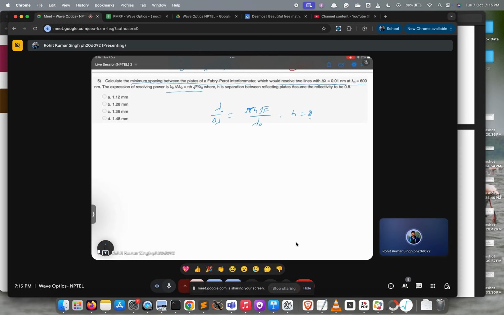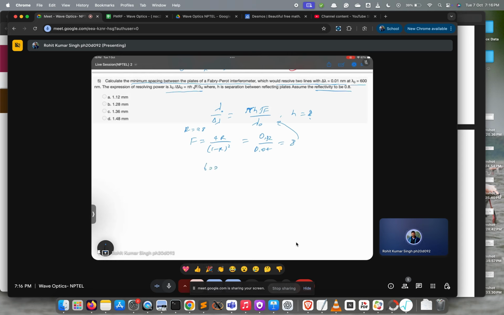And this is straightforward, everything is given. We can also calculate, the reflectivity is given, r is 0.8. So we can calculate the coefficient of finesse, which is 4r divided by 1 minus r squared. So 4 into 0.8 is 3.2, 1 minus 0.8 squared is 0.04, you get 80, right? Then you can put it in this equation.